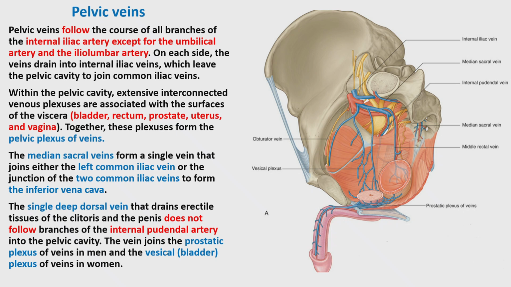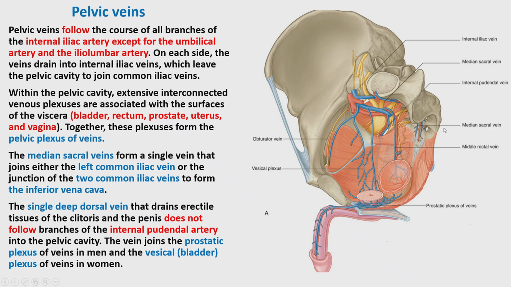So regarding the veins of the pelvic region, to understand the veins of the pelvic region, more or less the pelvic veins follow the course of all the branches of the internal iliac artery, except two veins. One is the iliolumbar vein that we discussed in the lumbar region, and also the umbilical vein, which is the paraumbilical vein, and also we discussed it.